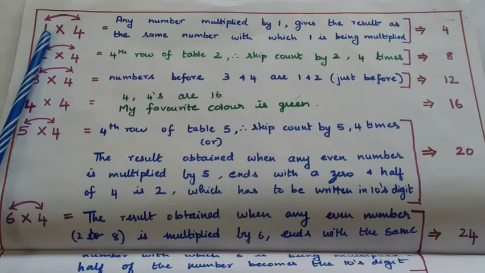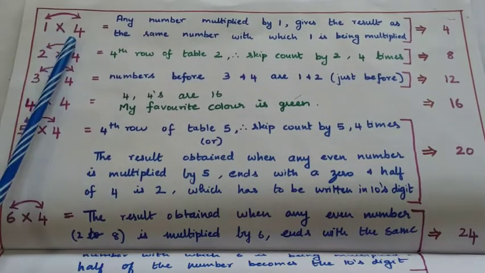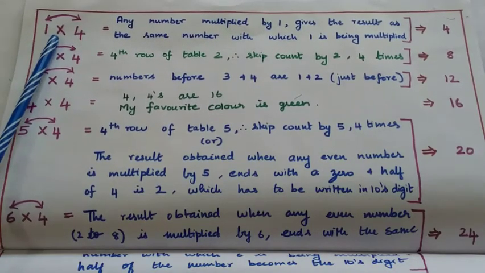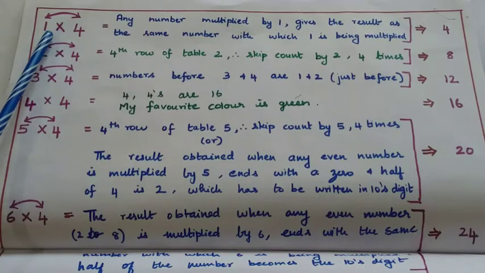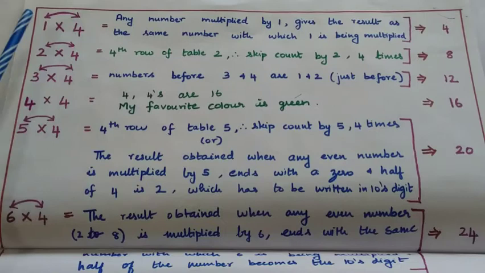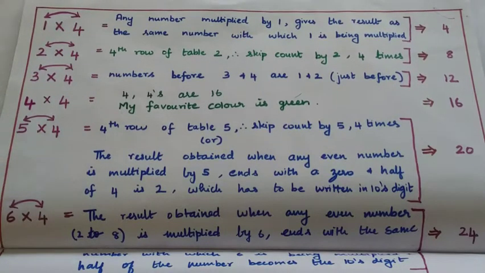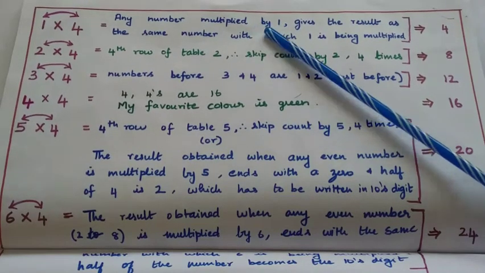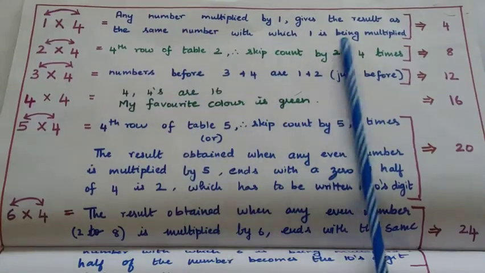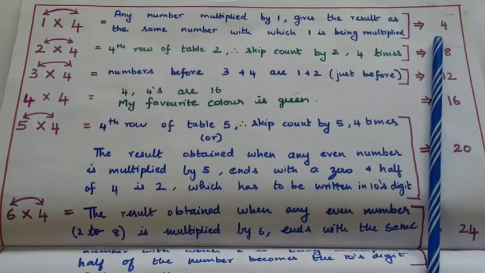Now if you look at the first row, it is 1 into 4. Since we know that 1 into 4 is the same as 4 into 1, and having learnt the concept of table 1 already, you can use that concept to obtain the answer of this row. So you need not memorize this row again when you learn table 4. Since we have already learned table 1, we know that any number multiplied by 1 gives the result as the same number with which 1 is being multiplied. So here, since 1 is being multiplied by 4, 1 into 4 is nothing but 4.